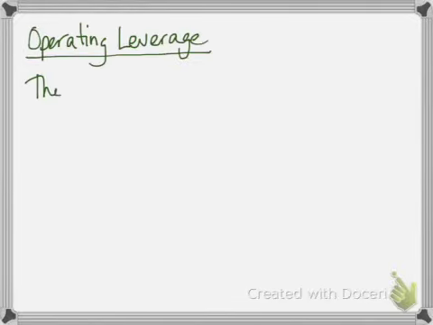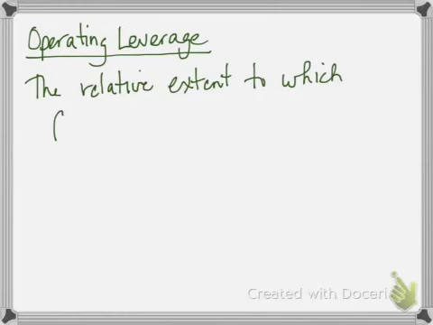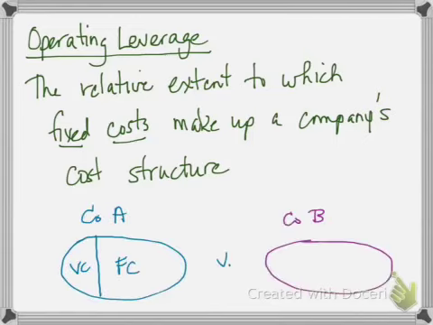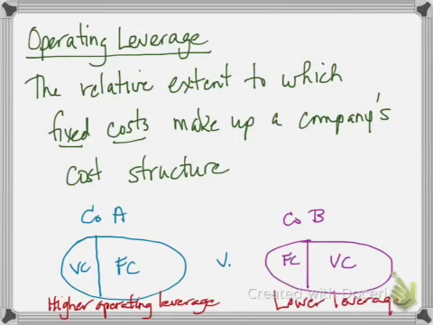Operating leverage is one of the most important concepts in this chapter, and it's not given a whole lot of attention in some of the books, but it really is an important concept. It's a discussion of the relative extent to which fixed costs make up a company's cost structure. A company can choose its mix to a certain extent. Some manufacturing processes may be more labor intensive than others, but you can choose to perhaps mechanize, use robotics, and then that would become more of a fixed cost type of investment.